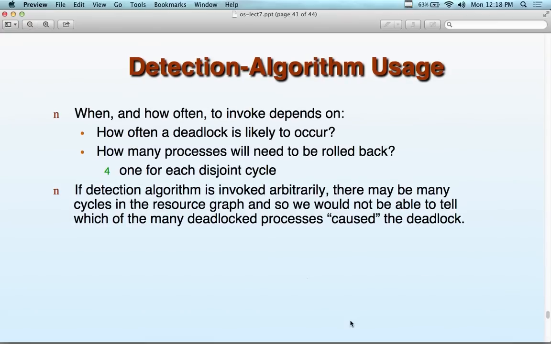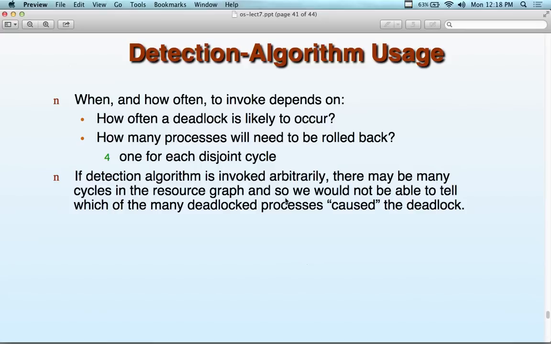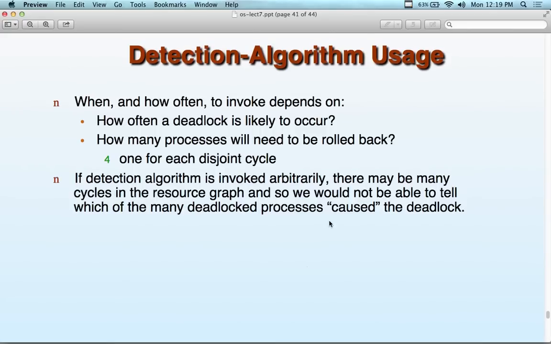So each disjunct in the cycle could be a possible scenario. If a detection algorithm is invoked arbitrarily, there may be many different cycles in the graph, and so it's not able to tell which one of them might actually be deadlocked or which one caused the deadlock. Because in the previous examples, we were concerned with finding one cycle. What if there's more than one cycle?